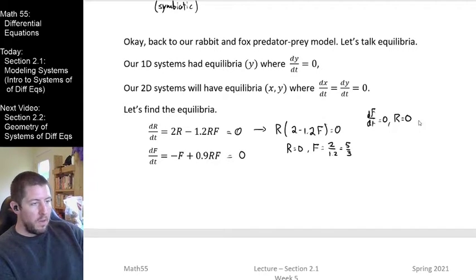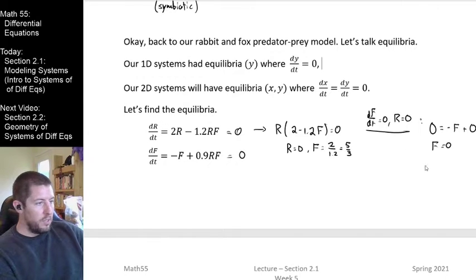For the fox equation, I'm going to say df/dt equals 0 and r equals 0. That's my first case. That's going to say 0 equals negative f plus 0. Well, that just says f is equal to 0 also, and so this concludes to me that (r, f) of (0, 0) clearly seems to be one equilibrium location.